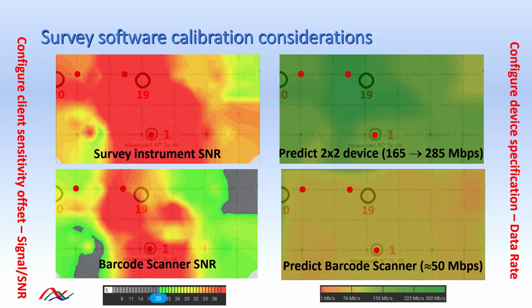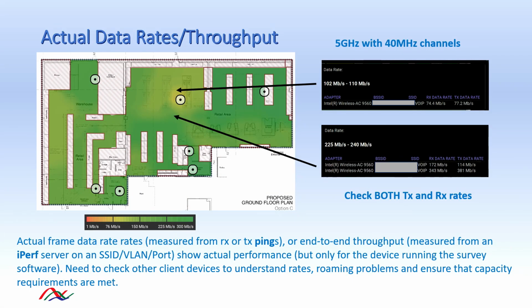For performance and capacity planning, the expected data rates are also calculated. Used for this are the client SNR sensitivity together with the device specification, which includes the number of spatial streams. The default predicted rates are shown at the top right, but after these have been adjusted to the less sensitive barcode scanner with only one spatial stream, we see that the actual predicted rates are very different. Actual data rates and throughput can be tested for the device running the survey software, a mobile, tablet or laptop, as shown here. But if the devices are not running the survey software, then independent client tests will have to be done to understand how they perform and the rates they achieve.